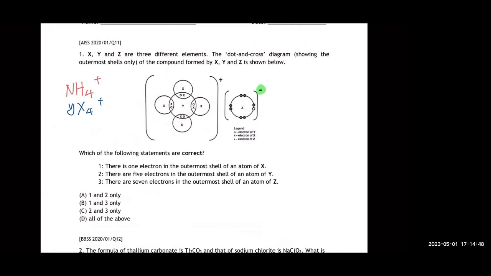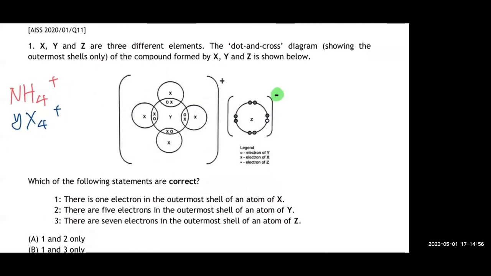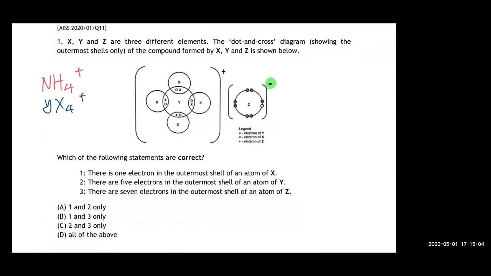So 1 electron in the outermost shell of X. That's all we say about hydrogen already. 5 in Y, we talked about that as well already. So how do I know it's 5 in Y? I only got 1, 2, 3, and 4 over here. Why is it 5? Very good. We went to Z over here. So therefore, answer is D. 1, 2, and 3 are all correct.